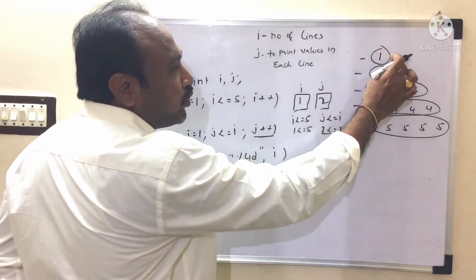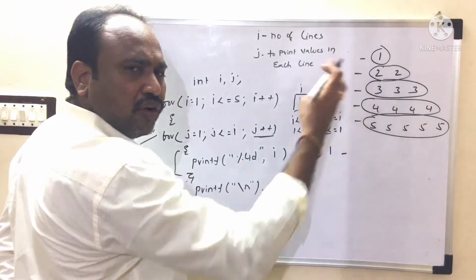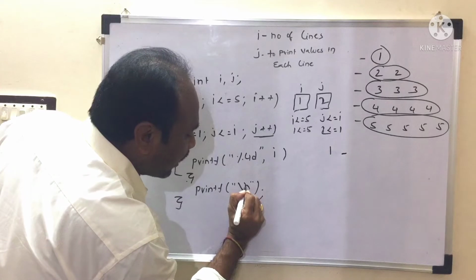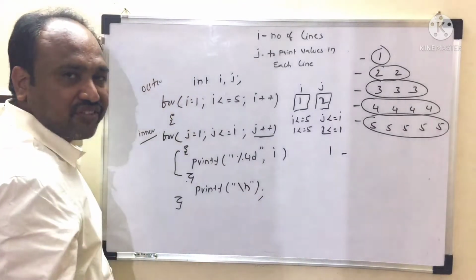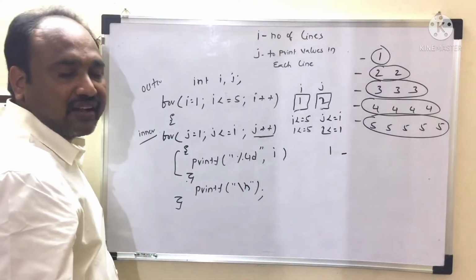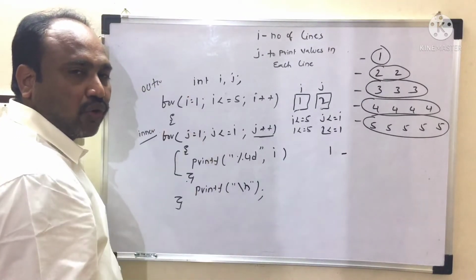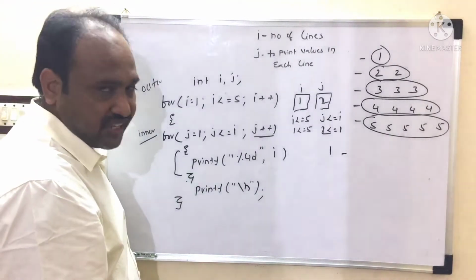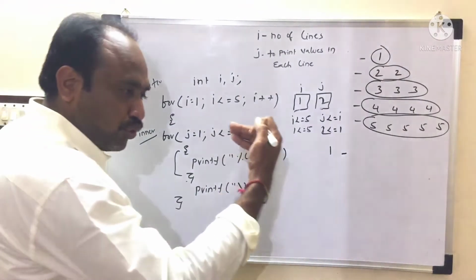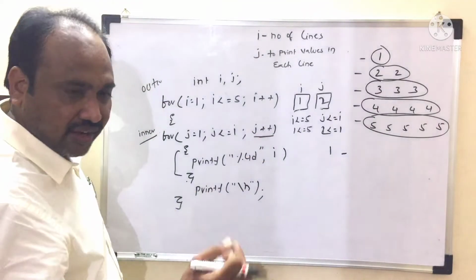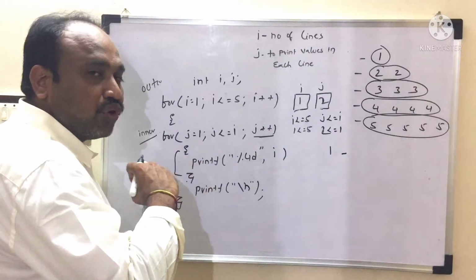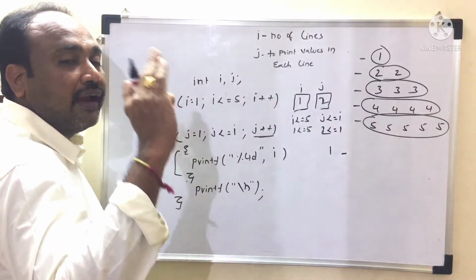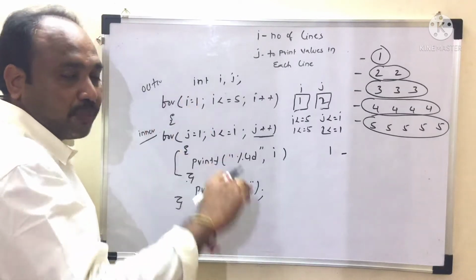After printing 1, what do I have to do? We have to go to the next line. To go to the next line, we have to use printf \n. \n, \t, \', \" are referred to as escape sequences. \n is used to move the cursor to the next line. \t is used to get horizontal spacing. How many spaces? 8 spaces. I will explain in a separate video.